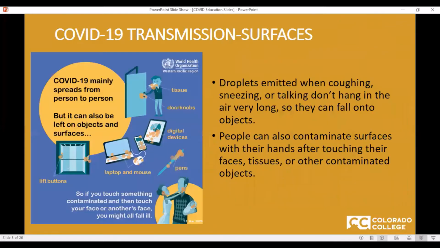That's why limits on the number of people in spaces, as well as ensuring good ventilation, is a key prevention strategy. As just noted, droplets emitted when coughing, sneezing, or talking don't hang in the air very long, so they can fall onto objects. People can also contaminate surfaces with their hands after touching their faces, tissues, or other contaminated objects. This is why hygiene practices like hand washing, avoiding touching your face, and frequently cleaning high-touch surfaces are key prevention measures.